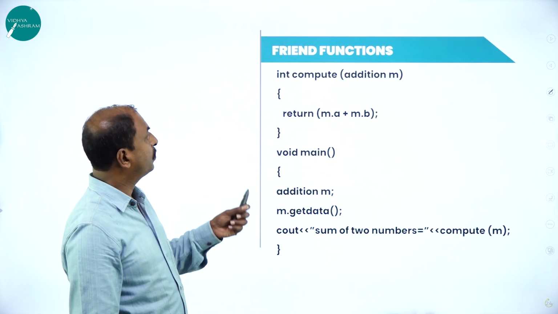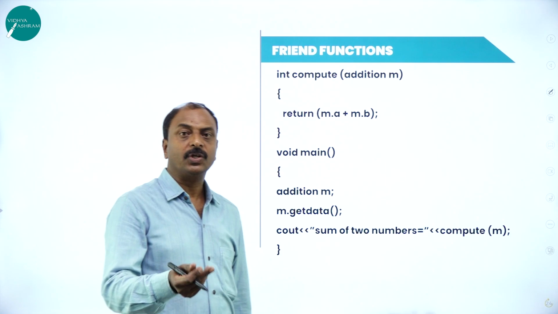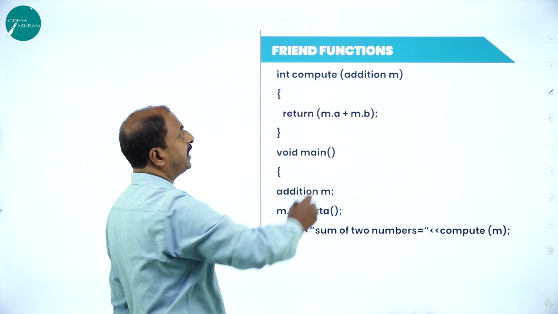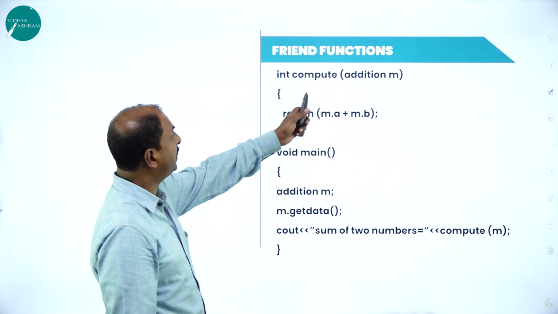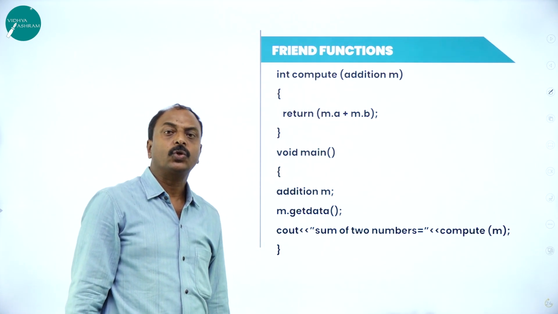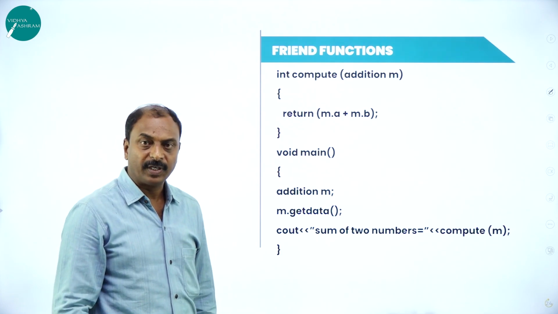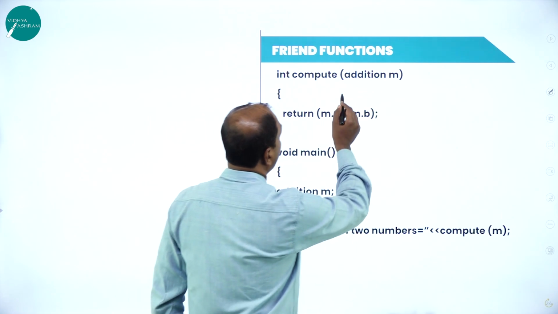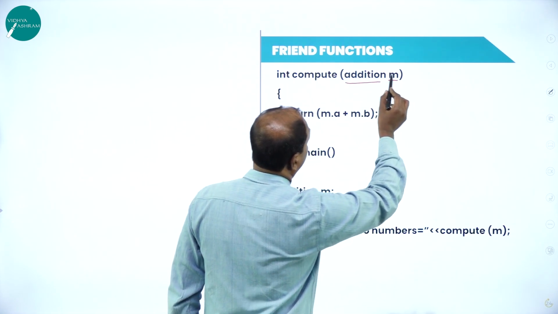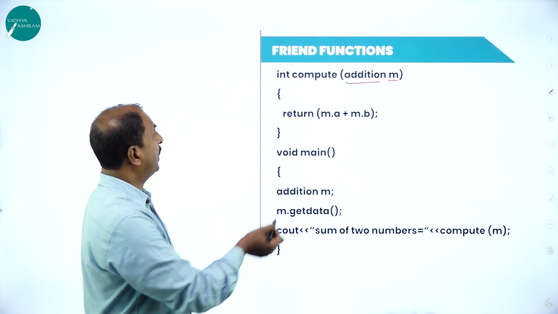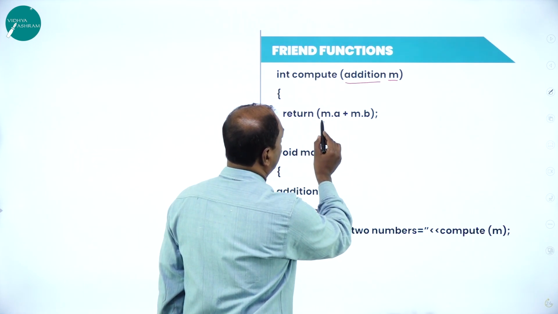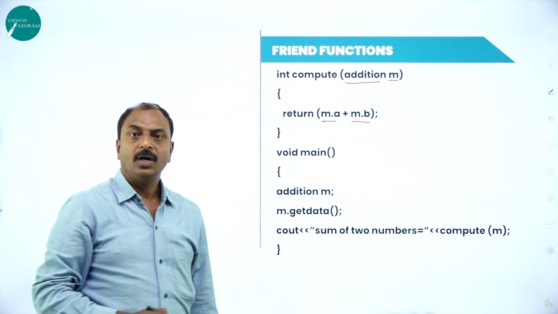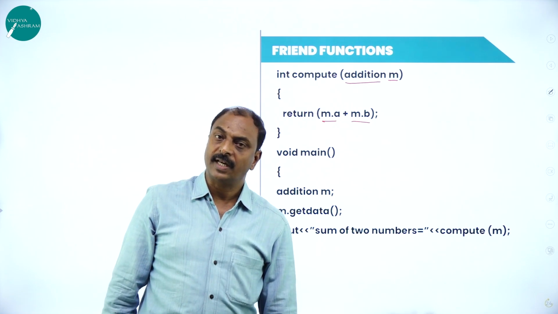Next, we have to write the function definition of the friend function. This is outside the class, as we normally define. We are not using any scope resolution operator to define the function outside the class. So int compute addition m. Please observe this. Addition is the name of a class. M is an object of the class. So again, return m.a plus m.b. Here m is an object and a and b are the data members of the class.